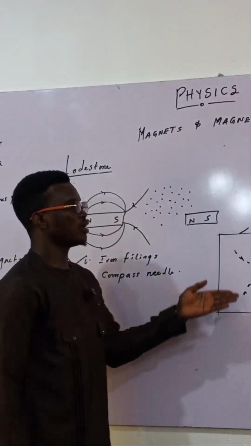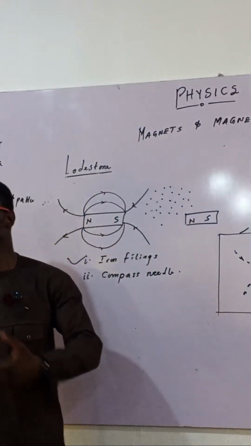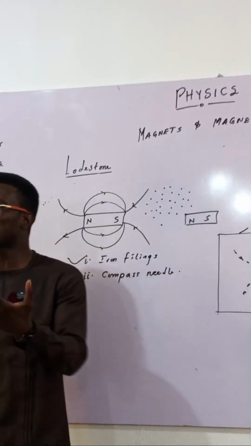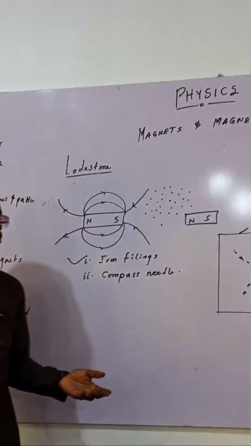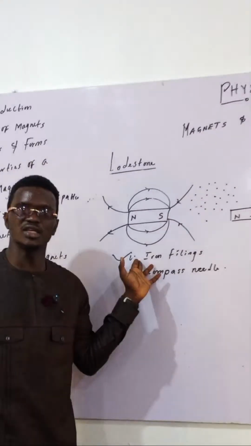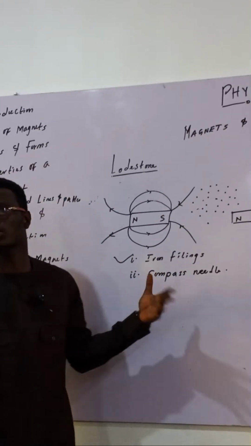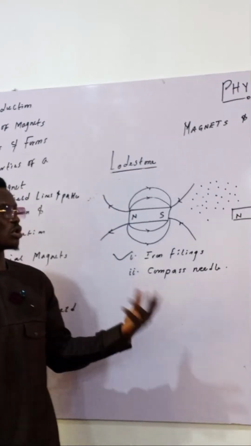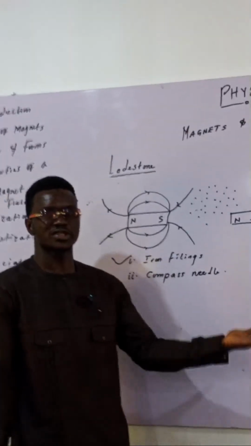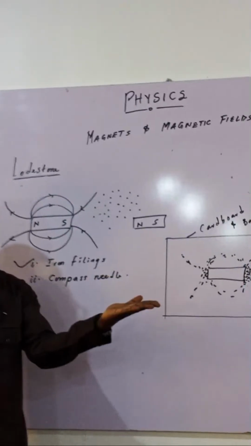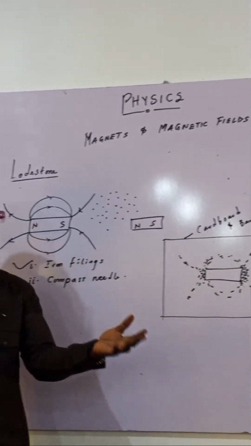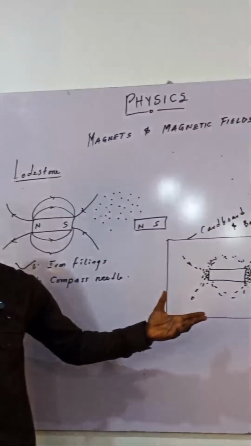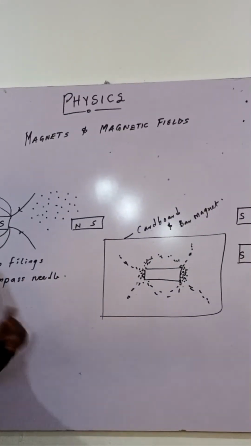So all I've just said here is that if they ask you how you can draw the pattern for a magnetic field, you can use two methods, which are the use of iron filings and the use of a magnetic compass. This is how we use filings. Just take your cardboard, put it on top of the magnet, then pour the iron particles and start tapping. Then you will see this particular arrangement, which shows the magnetic field lines.